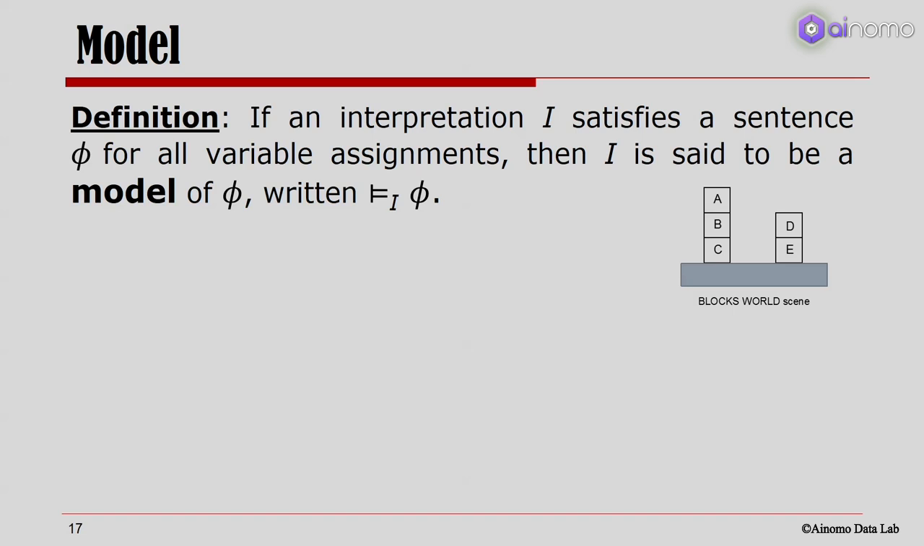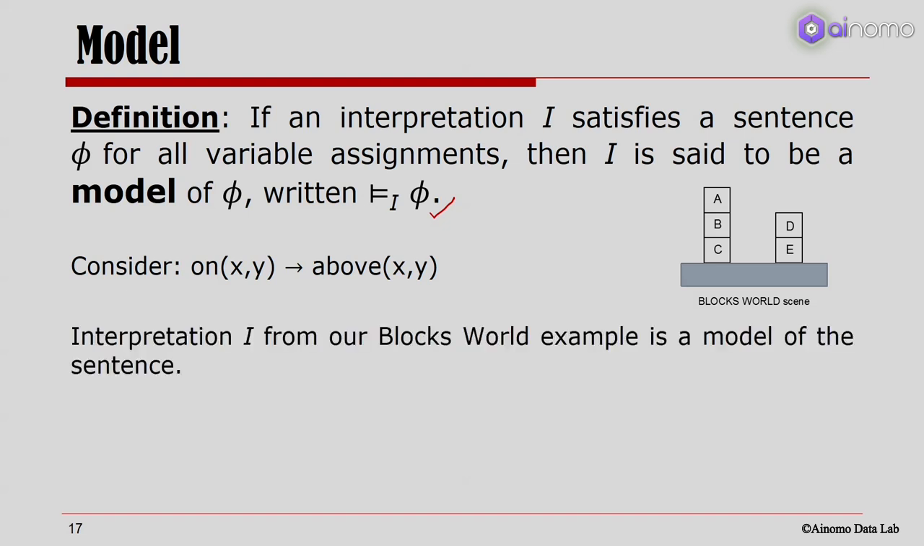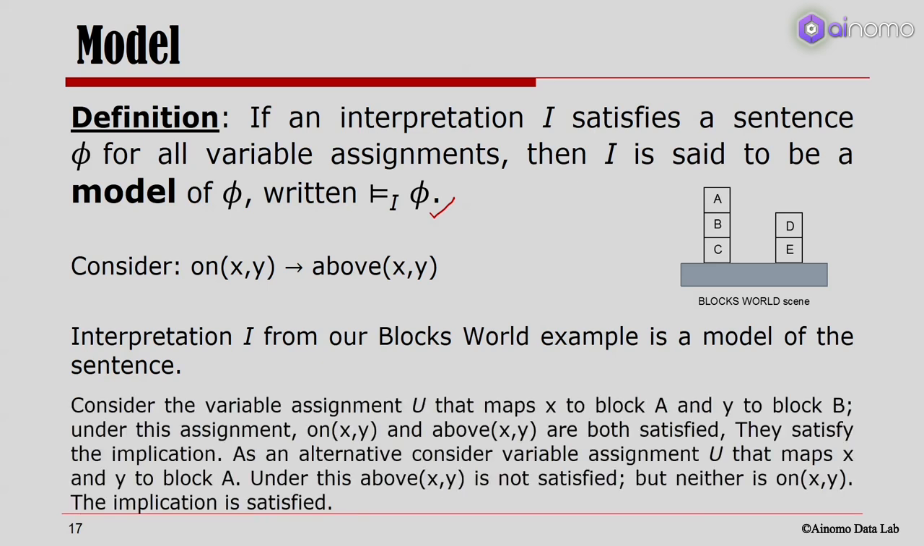If an interpretation I satisfies a sentence phi for all variable assignments, then I is said to be a model of phi, written as: under interpretation I entails phi. Now let's look at the blocks world scene and consider the following expression: on xy implies above xy. Now interpretation I from our blocks world example is a model of the sentence. Let's see how that is.